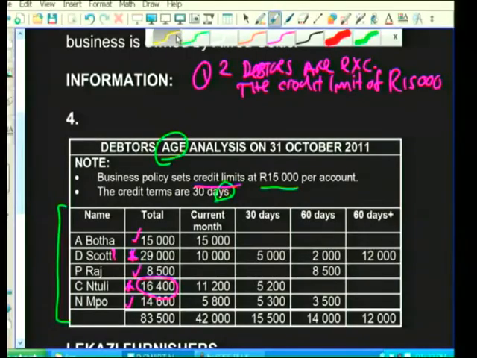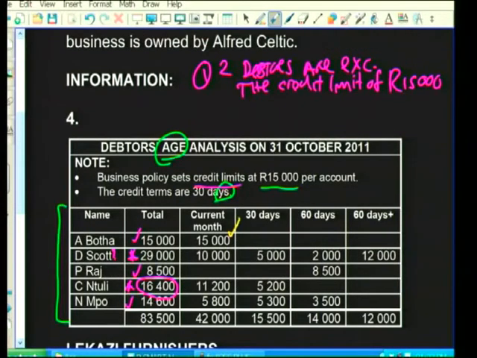Okay, so let's start with A. Botha. He's fine with the credit limit. Current month, okay, he's also absolutely fine. Okay, D. Scott. There's obviously a problem here with the credit limit, but then let's look at whether he's paying his account on time. So current month, within 30 days, he's owing us 10,000. Then 30 days or more, 5,000, 60 days, 2,000, more than 60 days, guys, 12,000. So immediately there's a huge problem here.